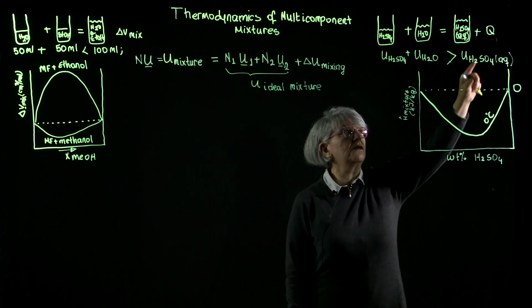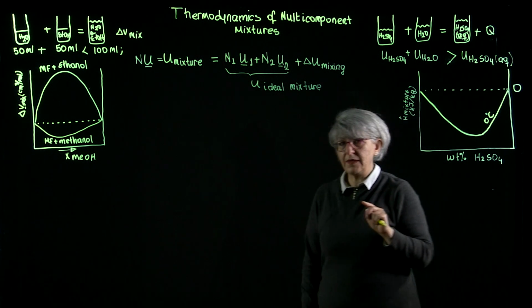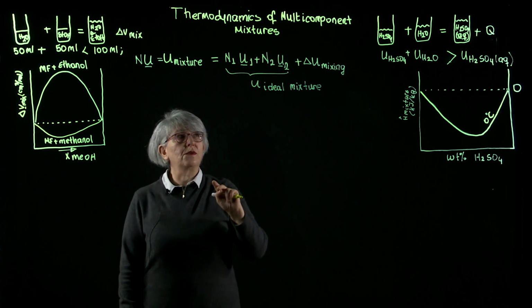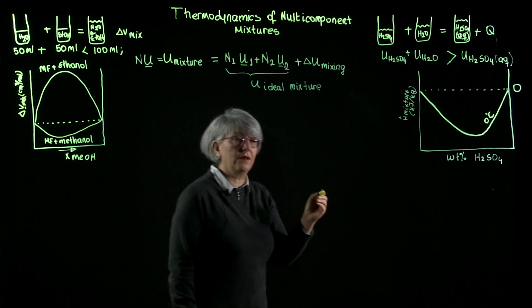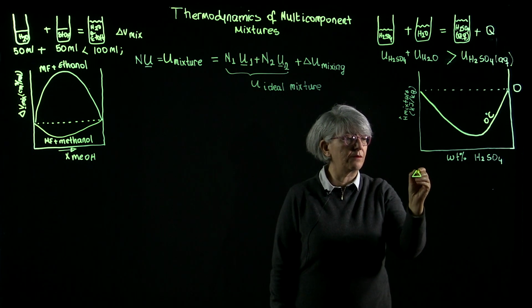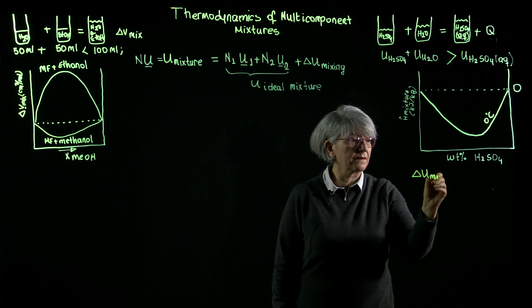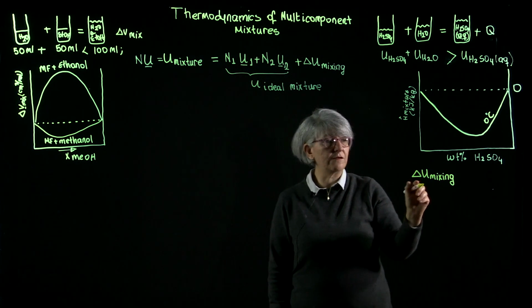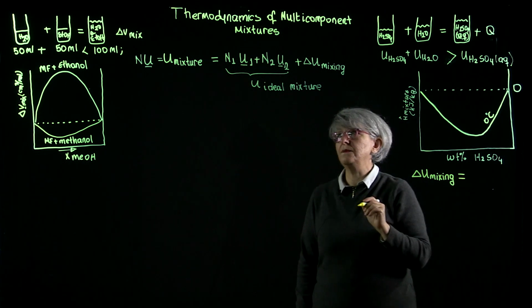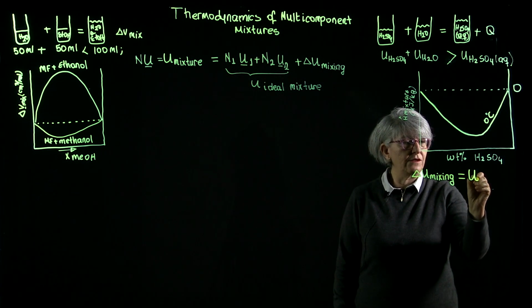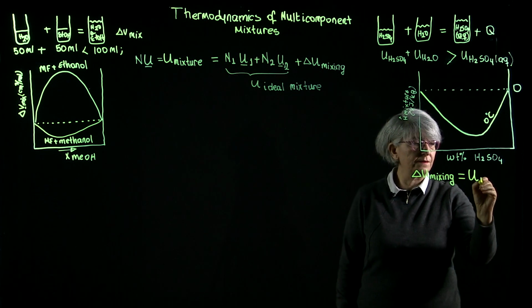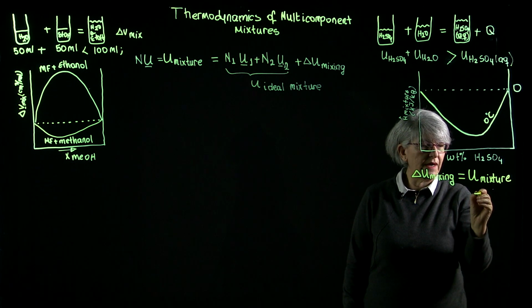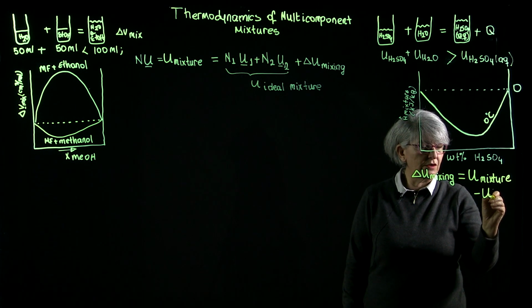In this example, it was this heat that we released by mixing an acid and water. So now we have a new term, internal energy change upon mixing. For the moment, this is an extensive property, equal to the internal energy of the mixture minus the internal energy of the ideal mixture.